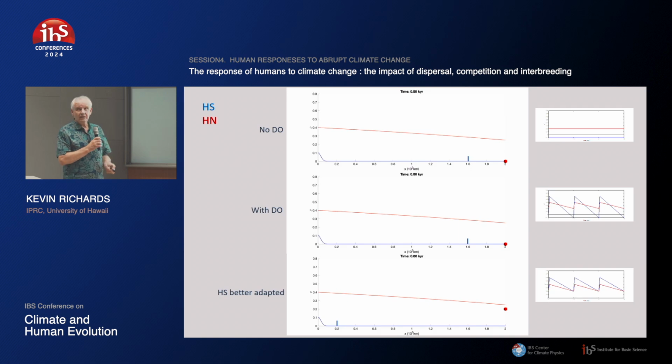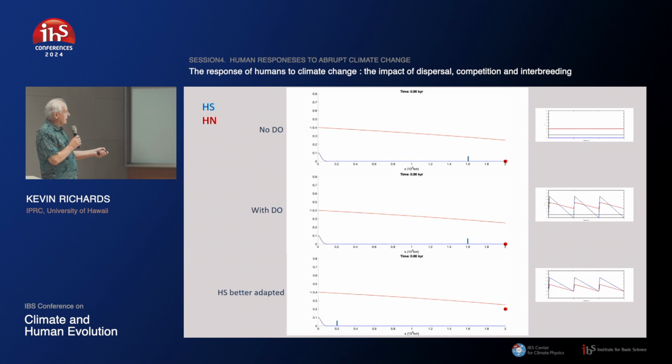So we're going to look at three conditions. The center animation here is what we've just talked about, where there's this rather large variation in growth rate associated with the Dansgaard-Oeschger events. The top one is if we have no Dansgaard-Oeschger events. In other words, it remains cold with harsh winters in the far northwest. And the lower panel is if the Homo sapiens are better adapted.